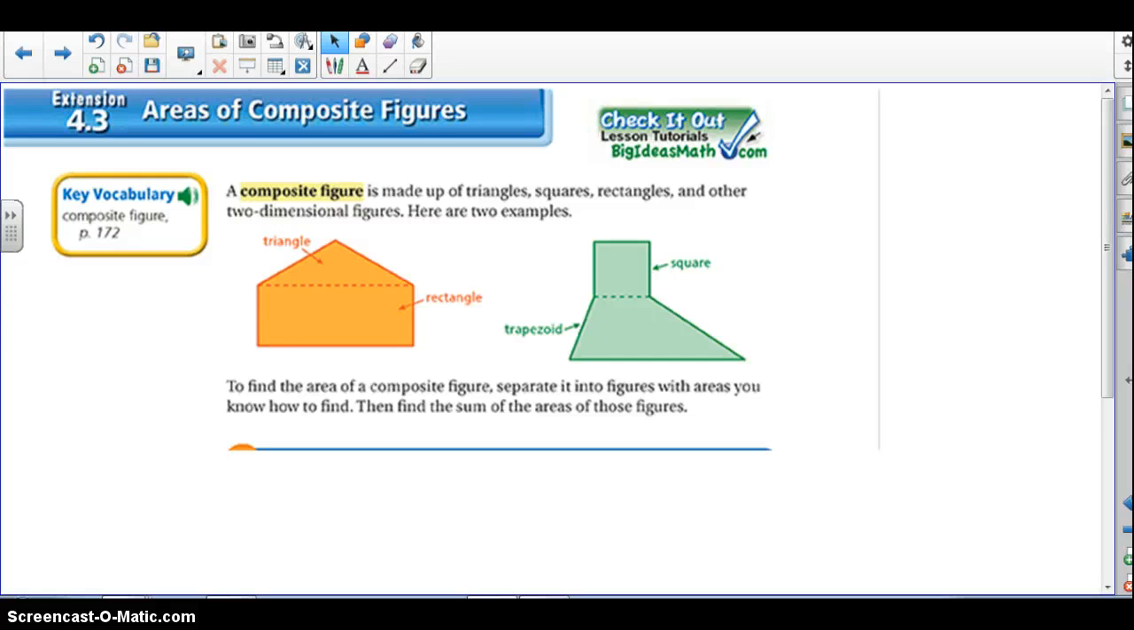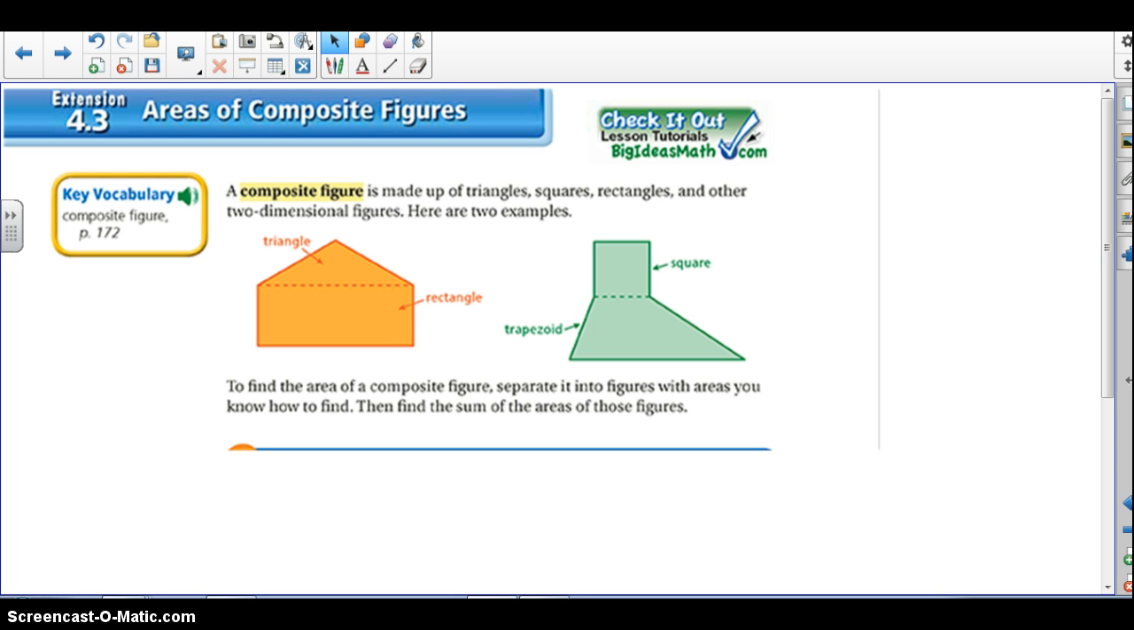Extension 4.3 covers areas of composite figures. In your spiral or binder under vocabulary for chapter 4, please add composite figure. A composite figure is made up of triangles, squares, rectangles, and other two-dimensional figures. And here are two examples.